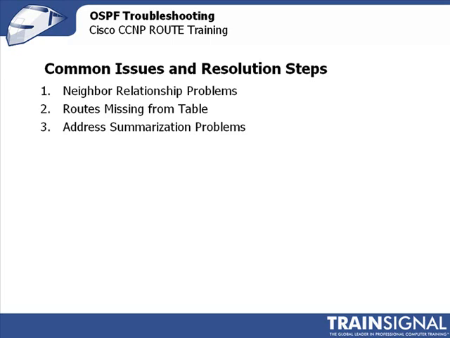So now that we've looked at the troubleshooting model, or essentially reviewed what we've talked about previously, we want to look at common issues and resolution steps with the OSPF protocol. Generally they fall into the same three categories as they did with EIGRP. First is neighbor relationship issues, also routes missing from the table, and then finally address summarization problems. Now these are not exhaustive. These are the most common and broadly defined issues that you can run into, but there are other things as well, and it always is appropriate to do additional research.